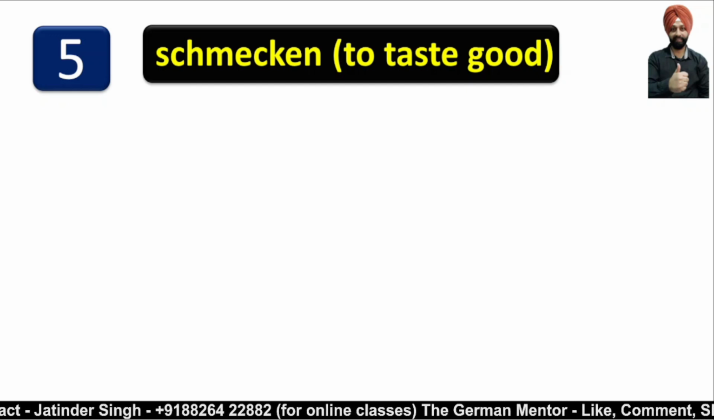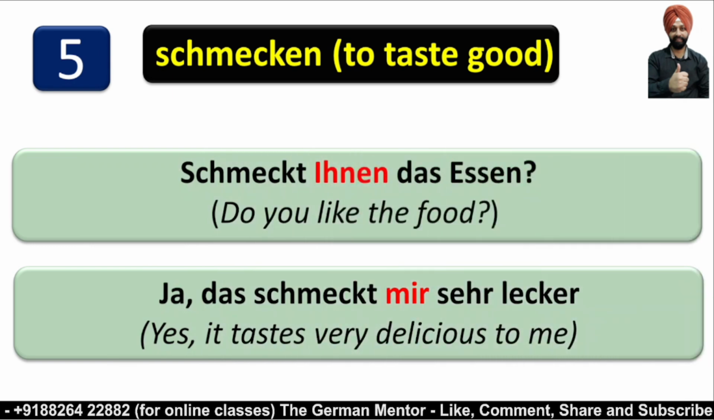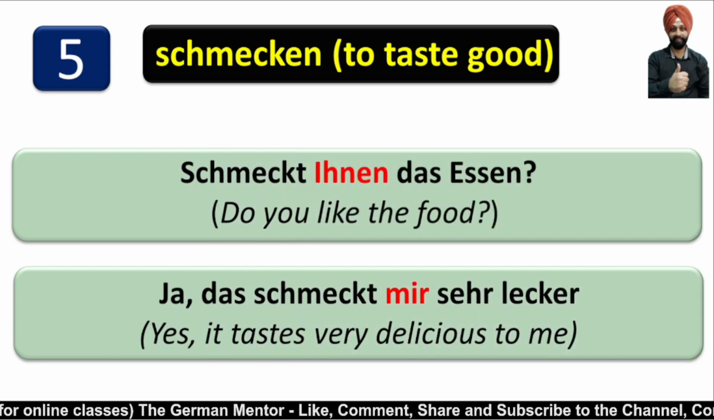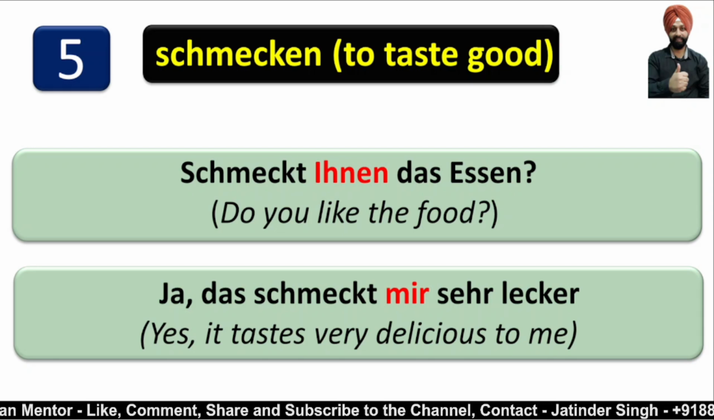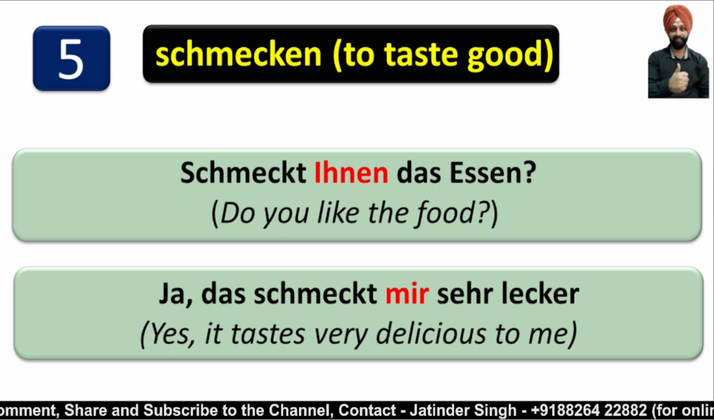Nummer 5, schmecken, to taste good. So friends, we use this verb when we talk about food. Zum Beispiel, schmeckt Ihnen das Essen? Ja, das schmeckt mir sehr lecker. You can also write, schmeckt dir das Essen, in the informal way. So that was Nummer 5, schmecken, to taste good.